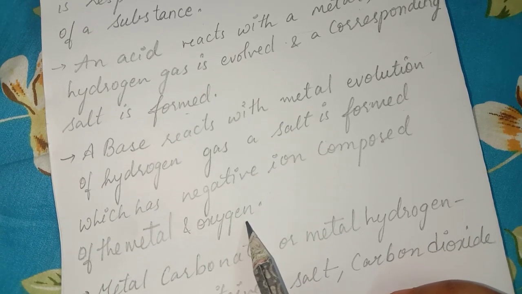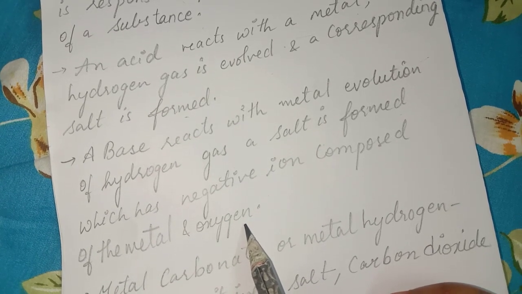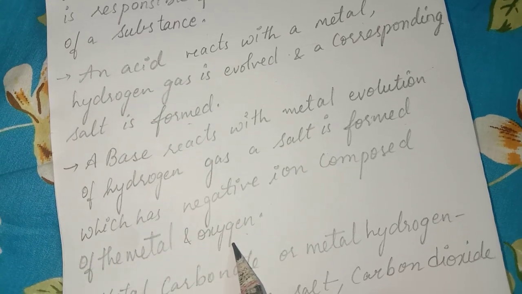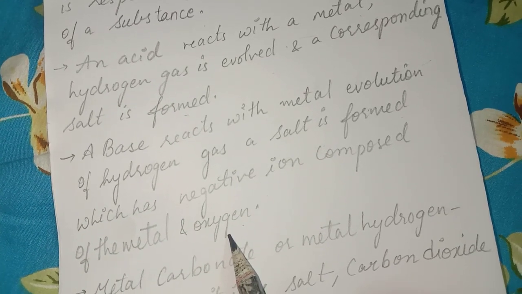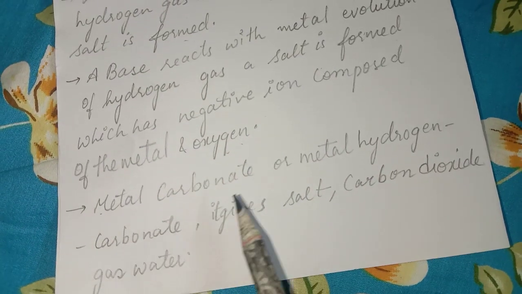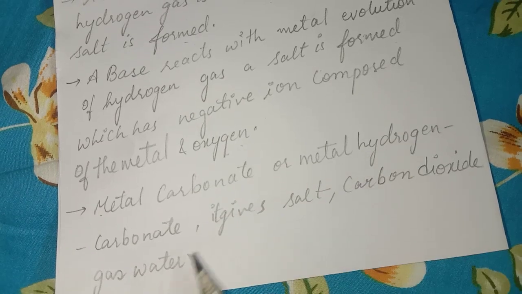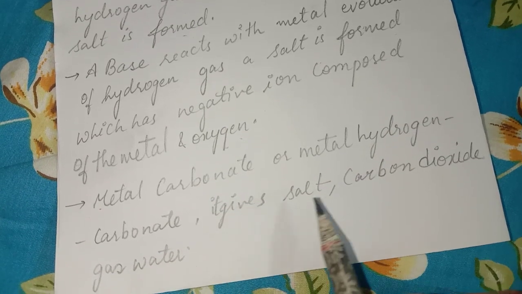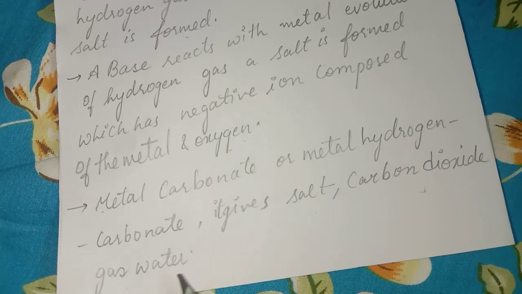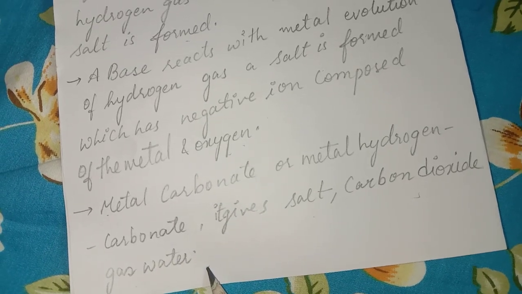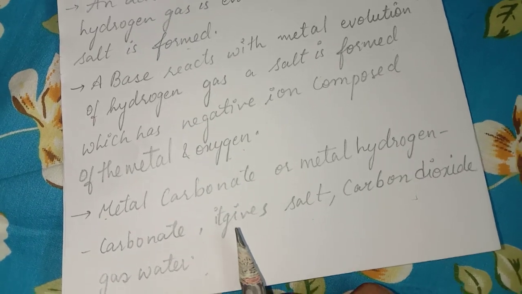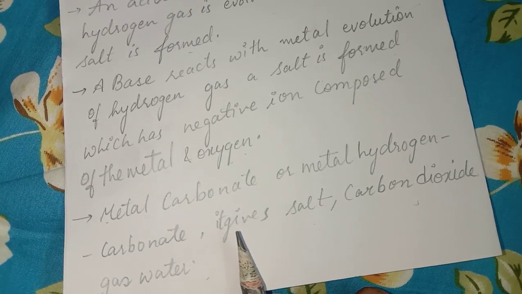Air is a mixture of many gases, and as it combines with hydrogen and oxygen, this formation takes place. Whereas a metal carbonate or metal hydrogen carbonate gives salt, carbon dioxide gas, and also water. So these reactions take place through the presence of positive and negative ions.